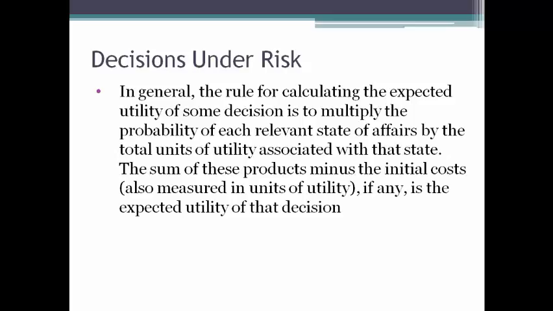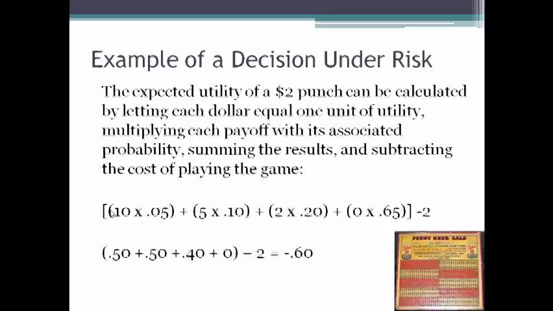Okay. In general, the rule for calculating the expected utility of some decision is to multiply the probability of each relevant state of affairs by the total units of utility associated with that state. The sum of these products minus the initial costs, also measured in units of utility, if any, is the expected utility of that decision. If you have trouble tracking what exactly that looks like when written out like this, don't worry. We're going to look at some examples. Namely, the examples we've already started.